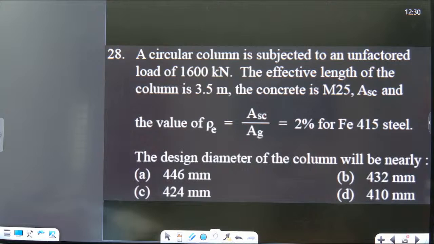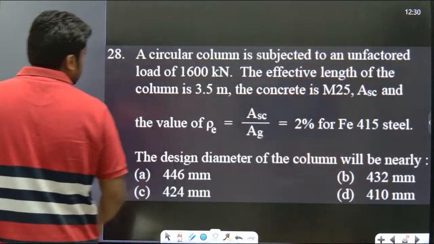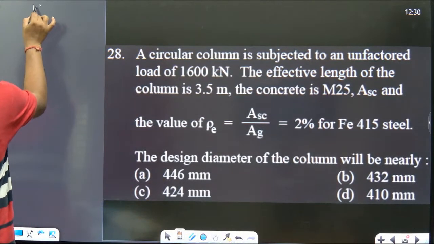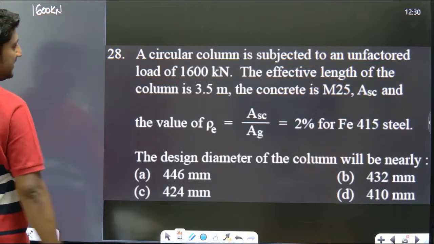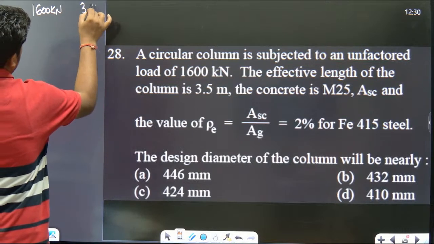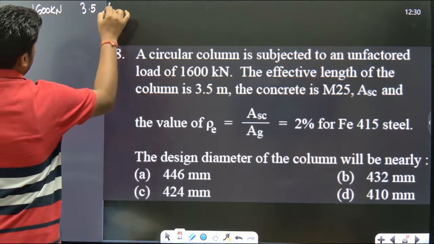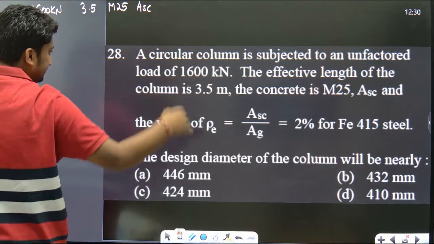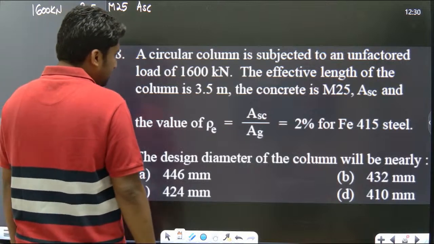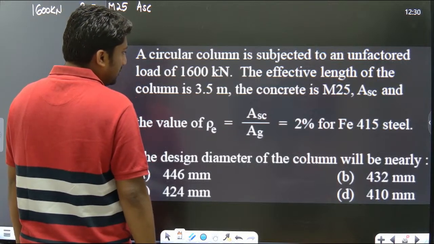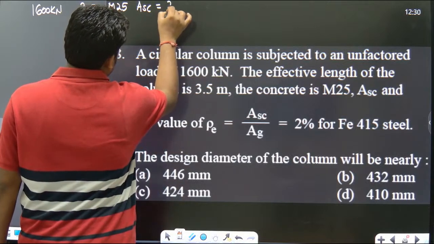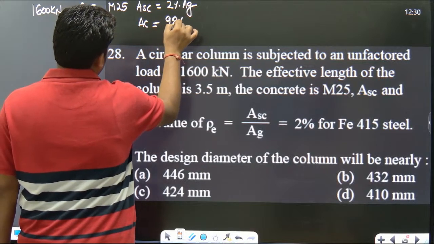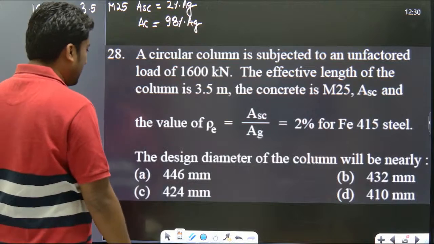Shall I solve the question? Now look, a circular column is subjected to unfactored load of 1600 kilonewton. This is given in the question, as well as the effective length of the column, which is 3.5 meter. The concrete is M25 and the ratio ASC upon AG is equal to 2%. The area of steel is 2% of gross area, and the area of concrete is 98% of gross area, for Fe415 steel.